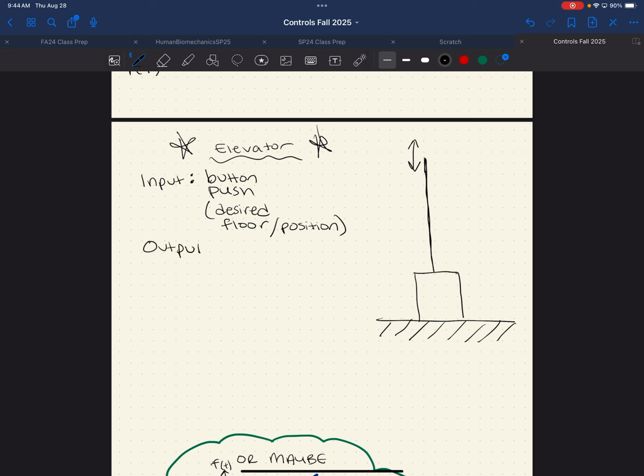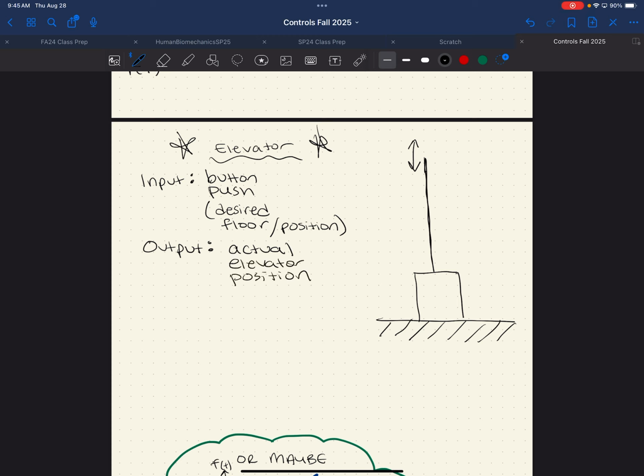And what is our output? It could be tension in the rope. We could look at it that way. But maybe an engineer might care what is the tension in the rope. But as a rider, do you care what the tension in the rope is? No, what do you care about? That you are actually arriving at the position you told it to go to. So for our output here, we're going to say this is the actual elevator position.